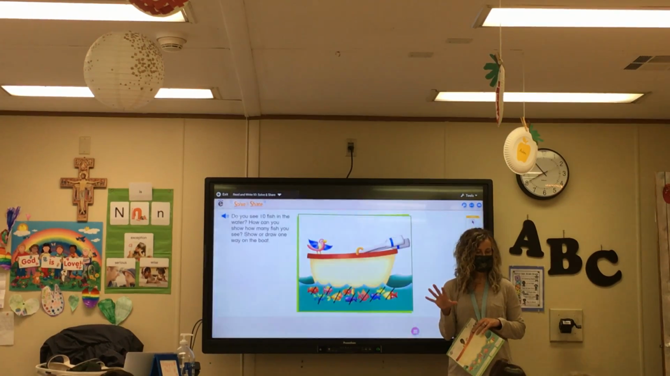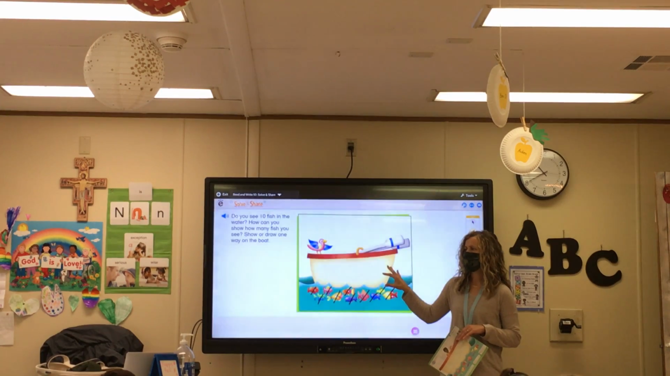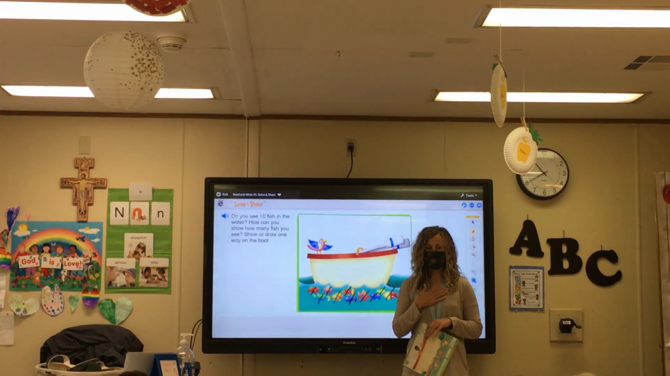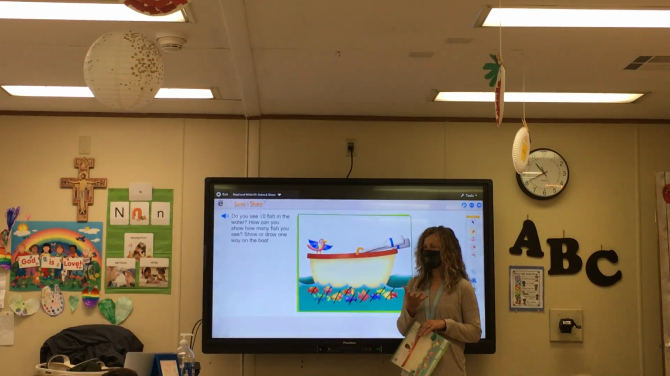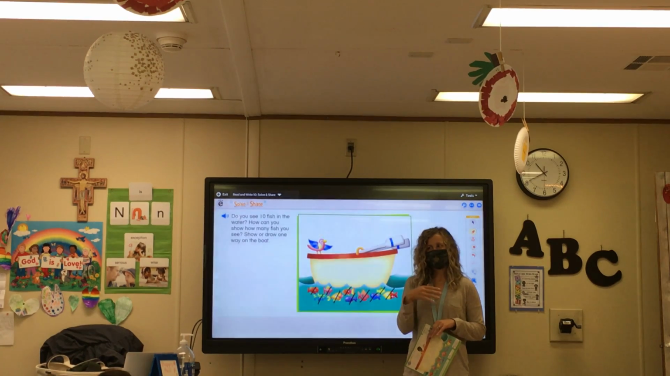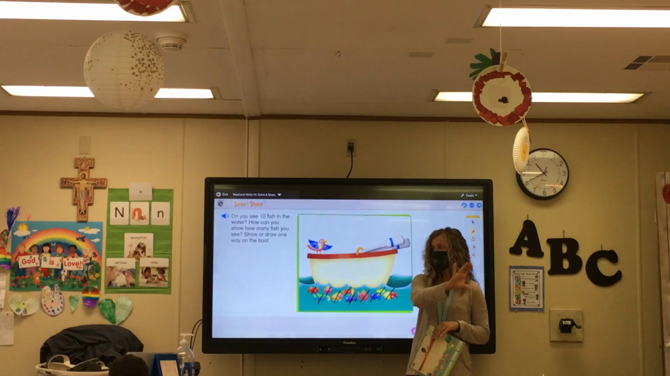There's 10 fish. So how are we going to represent 10 fish on this boat? What are we going to do, Will? Draw 10 counters, right? Now, I'm going to do it one way. You can decide how you want to do it. But I like to write it as a 10 frame. So I like to do the 5 on top and then the 5 on bottom. But that's how I like to do it. So if you want to do 10 in a row, that is fine also.